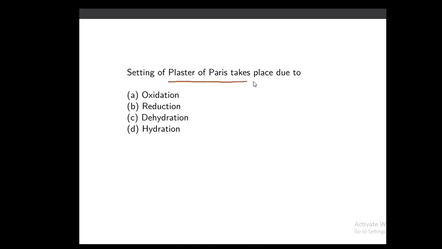Setting of plaster of Paris takes place due to. So here plaster of Paris, after some time, is going to become set. Why is it going to become set? Because of hydration.